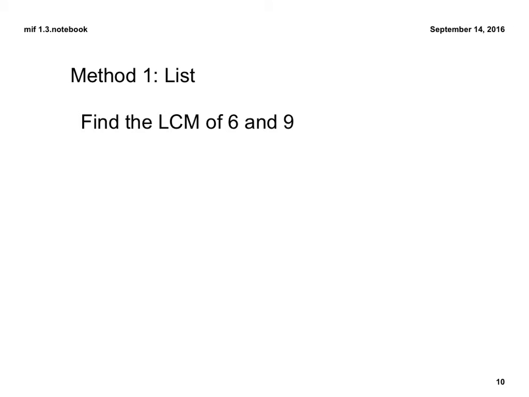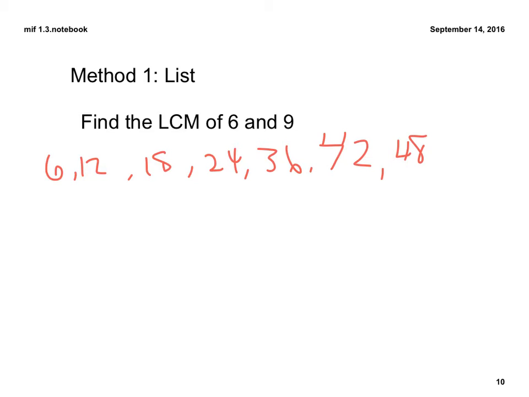So I want the least common multiple of 6 and 9. Okay, so let's start by listing the multiples of 6. Multiples of 6 are 6, 12, 18, 24, 36, and so on and so on. There's 42, there would be 48, and so on. I could keep listing out multiples.